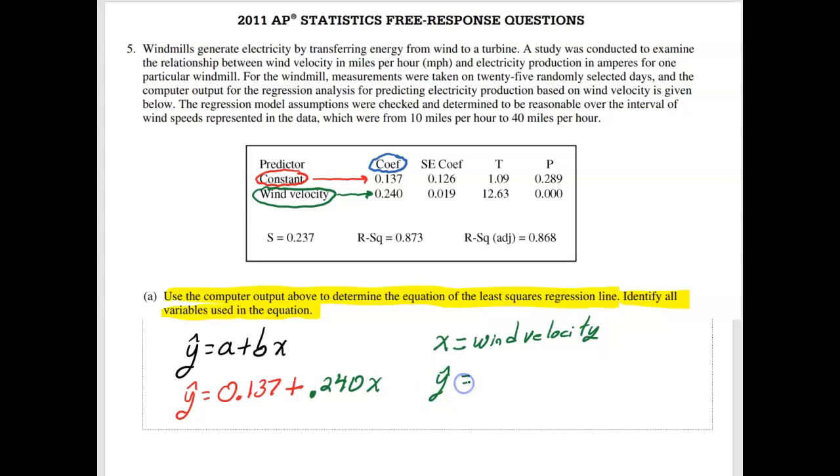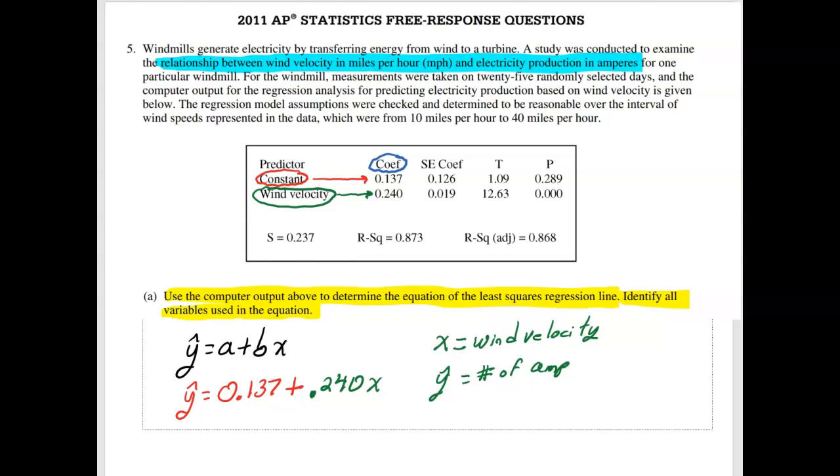and for y hat, you have to read the problem in order to find what y hat represents. When you read the problem, you will see the relationship between wind velocity in miles per hour and the electricity production in amps. So y hat represents the electric production, the number of amps.